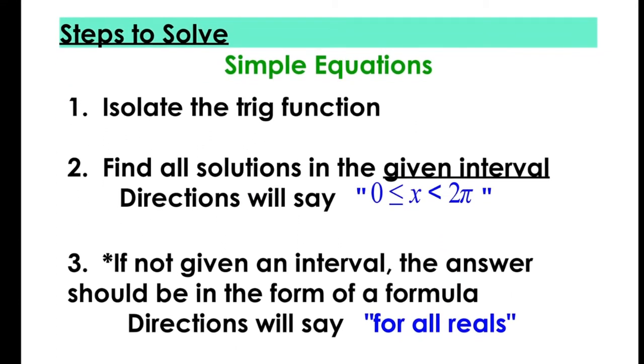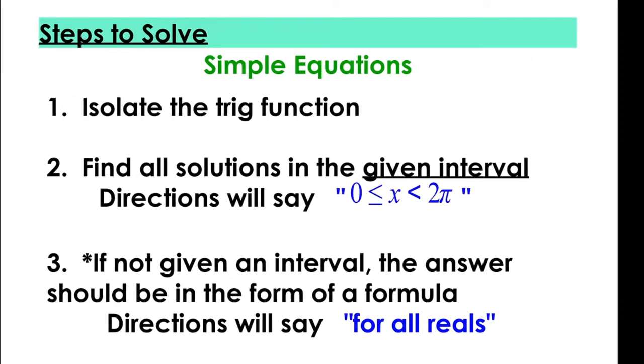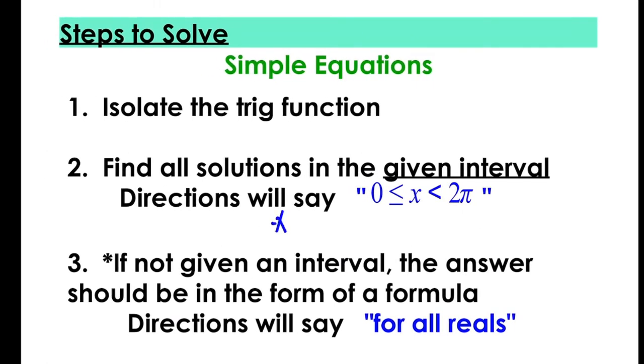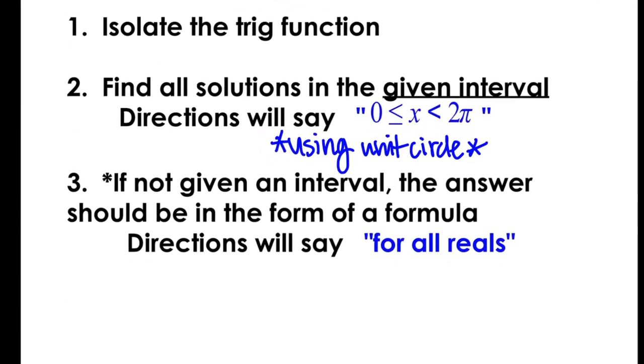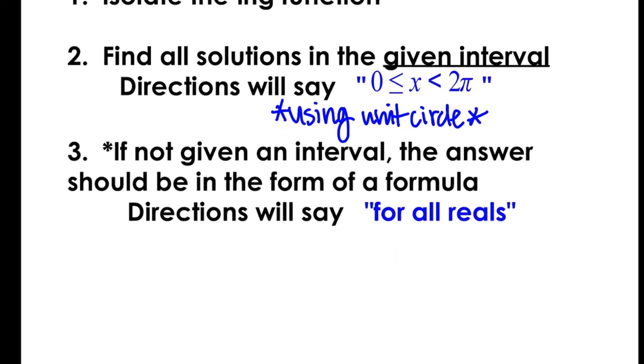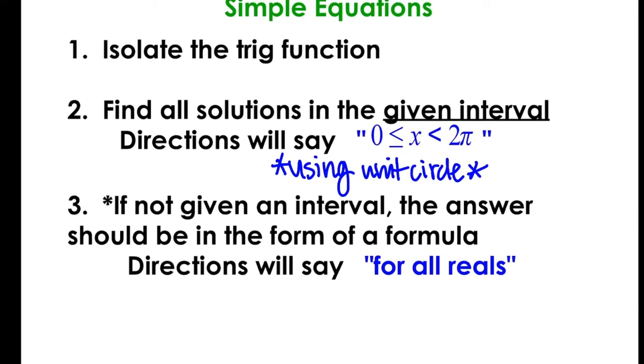First thing we do is isolate the trig function. We get the trig part by itself, kind of like when we solved logs and we got the log by itself or the exponent by itself. Here we'll get the trig function by itself. Then we'll find all the solutions on the given interval between 0 and 2 pi. Basically, we're going to be using the unit circle, to get exact values. And then if you don't get an interval in the directions, then you will be finding for all reals, which we'll go over how to do.